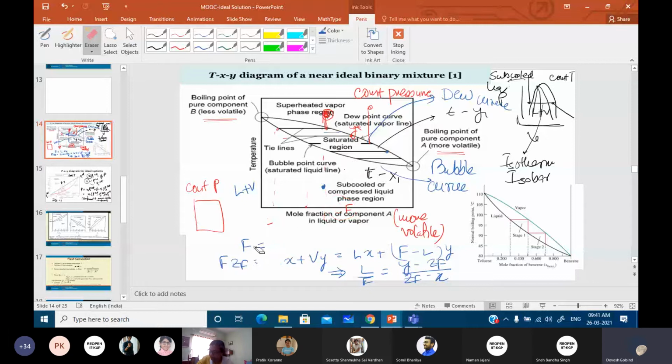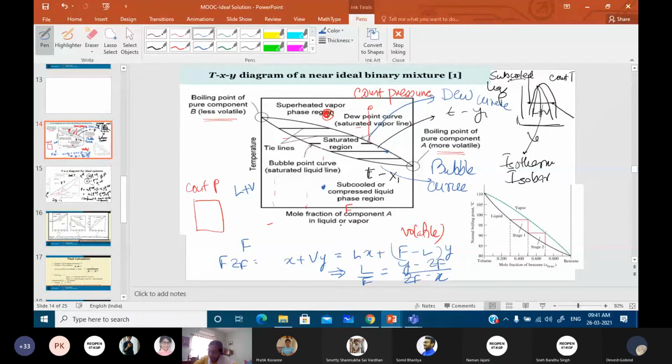Ma'am. Yes, please. Ma'am, can you explain that last equation? Which, this one? Ma'am, that F plus, yeah, ma'am, this one. Oh, this equation. This equation is simply your mass balance, or mole balance.